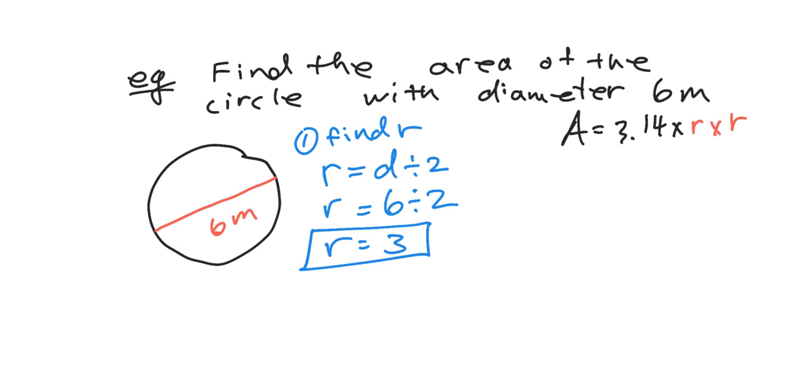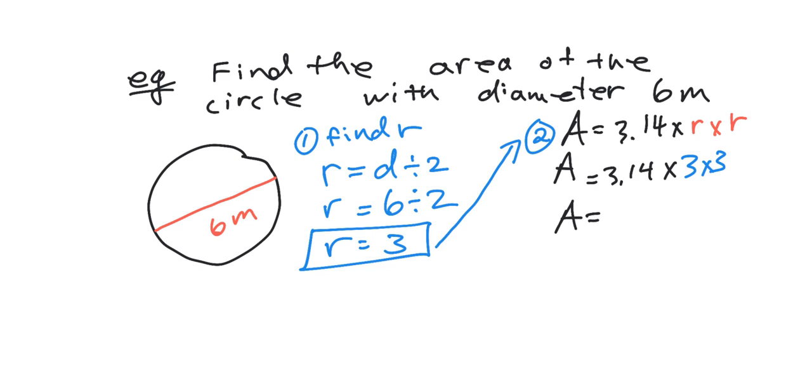Which means that we can take this and substitute into the second part of our problem, which is finding our area. So we end up with 3.14 times 3 times 3, and that will give us our final answer for our area to be, in this case, 28.26 meters squared.